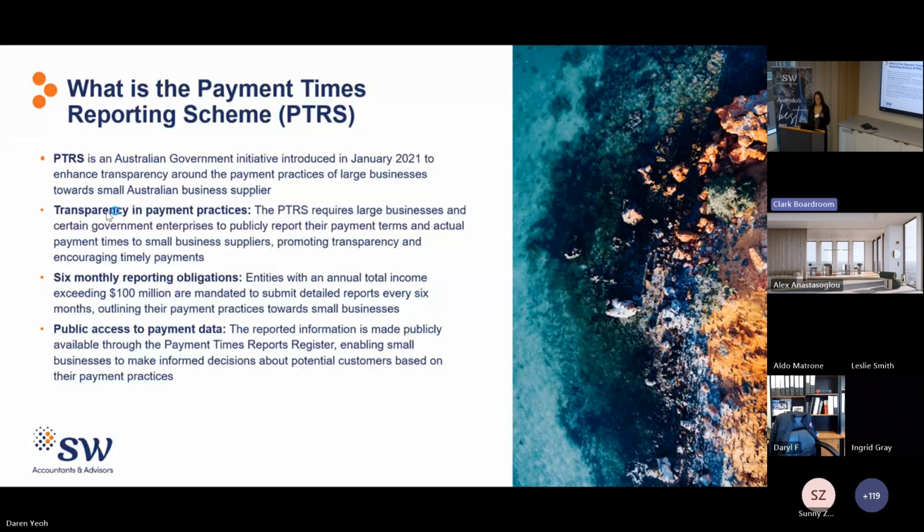I'm not going to read through the slide, but you get captured as soon as you have a total annual income greater than $100 million AUD. Once you pass that amount, then you're required to submit 6 monthly reports through the portal, which basically outlines your payment times to small businesses.